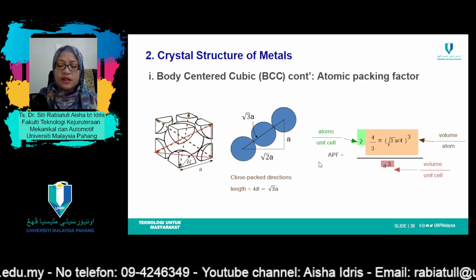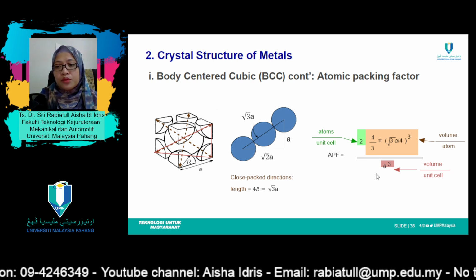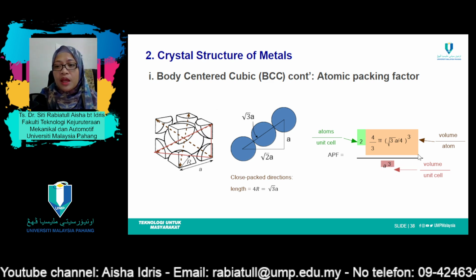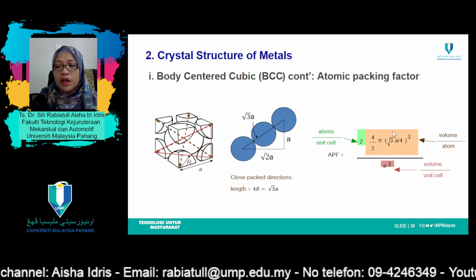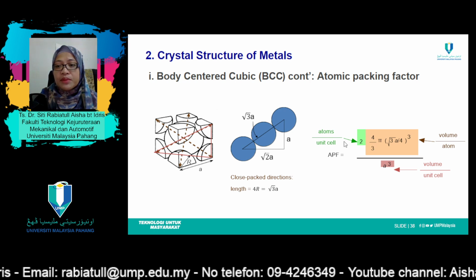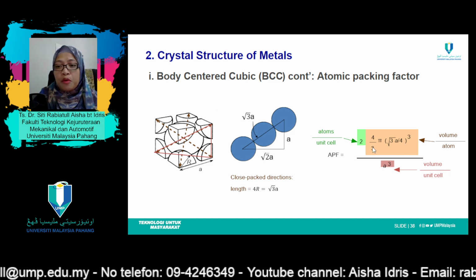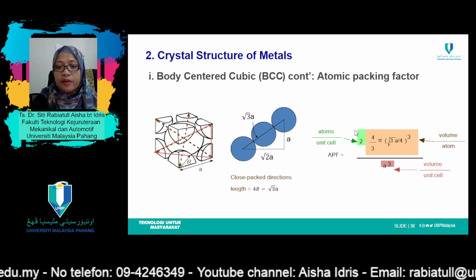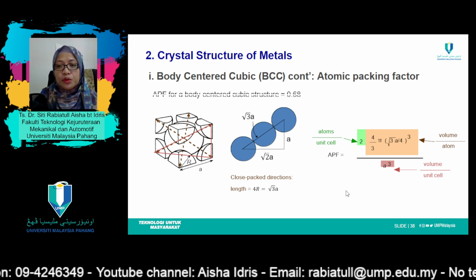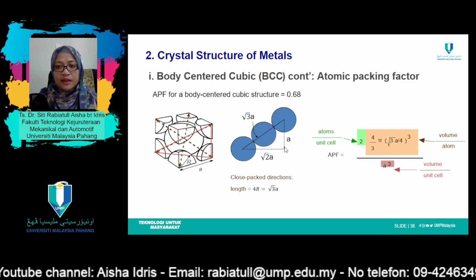Now moving on to the formula for APF. The denominator is the volume per unit cell, a to the power of 3. For the upper part, you multiply the volume of each atom by the number of atoms in that crystal structure. So 4 over 3 pi r cubed, with r equal to this value, times the number 2, and you should be able to get the APF equals 0.68.